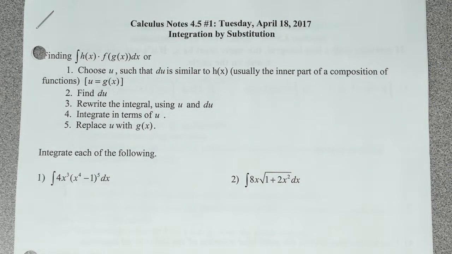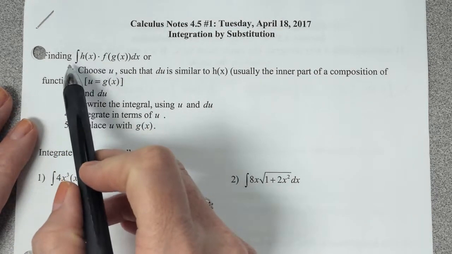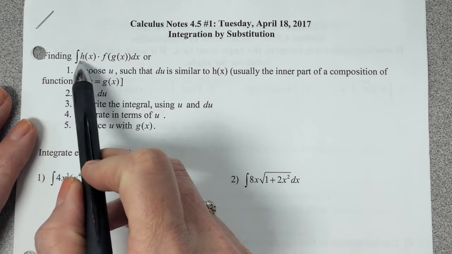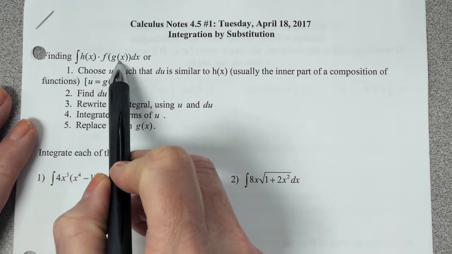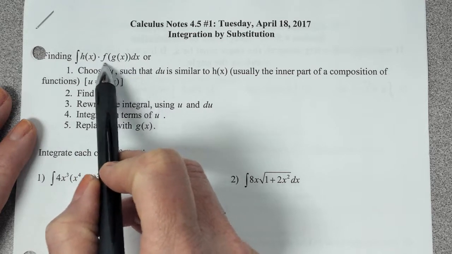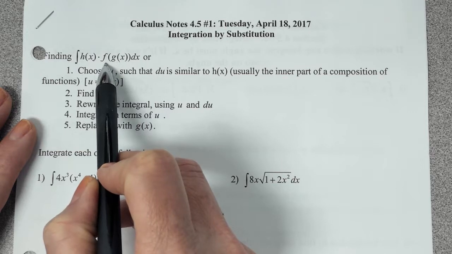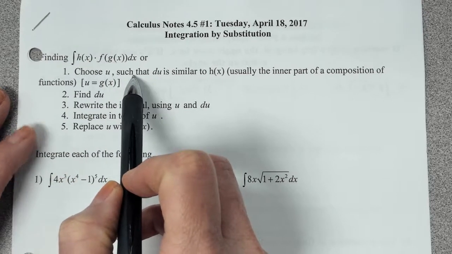Okay, guys, so integration by substitution, this is what we're doing. If you look at the method that we're told to do here, it says if we want to find the integral of h of x times f of g of x. F of g of x means we have a function and something else is happening to it. So to do this, here's the method that we can use.